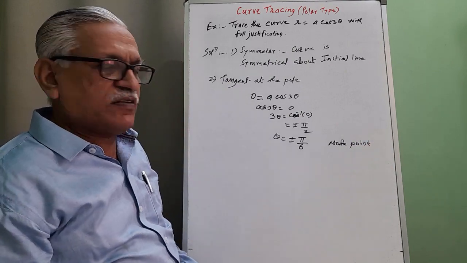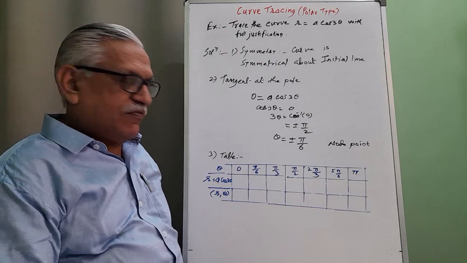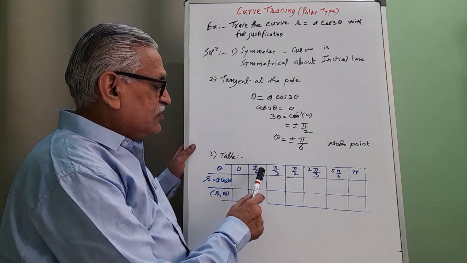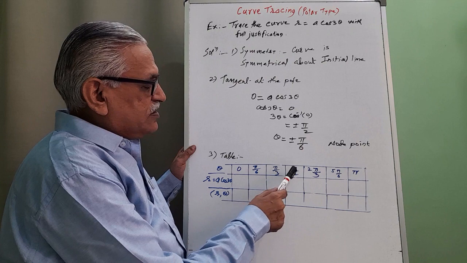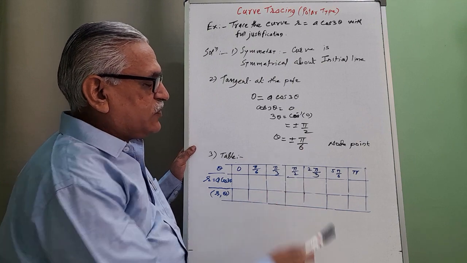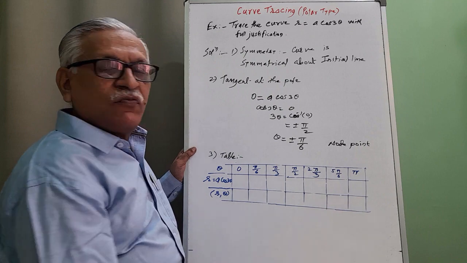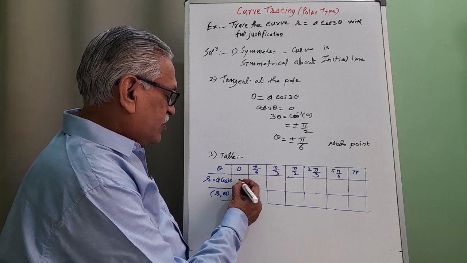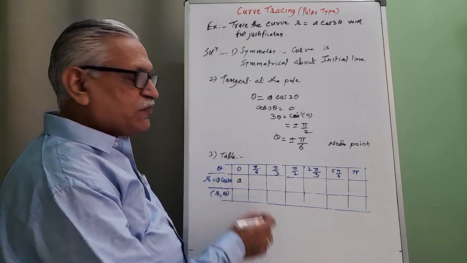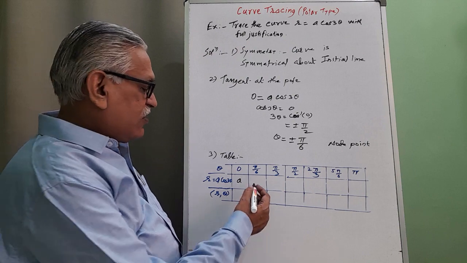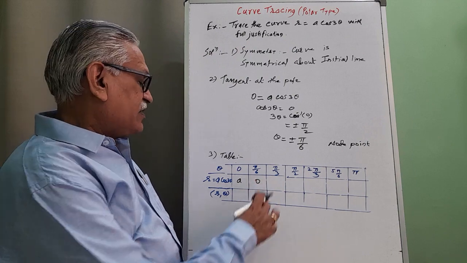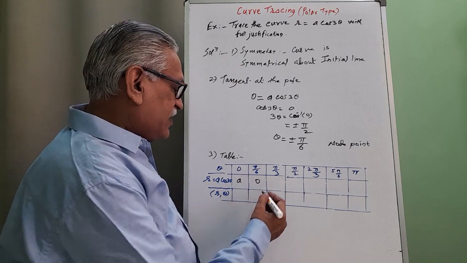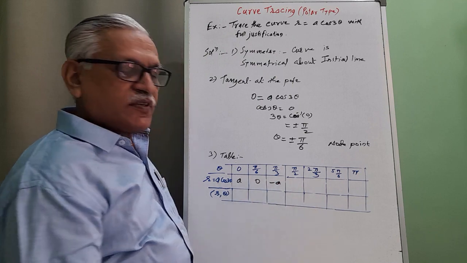Then next is a table. We make a table for different values of θ ranging from 0 to π: 0, π/6 (30°), π/3 (60°), π/2 (90°), 2π/3 (120°), 5π/6, and π (180°). Substituting these values in the equation, cos 0 is 1, therefore a. Cos of 3 times π/6 becomes cos of π/2, and the value of cos π/2 is 0. Then cos of 3 times π/3 becomes cos of π, and the value of cos π is −1, so that point becomes −a.